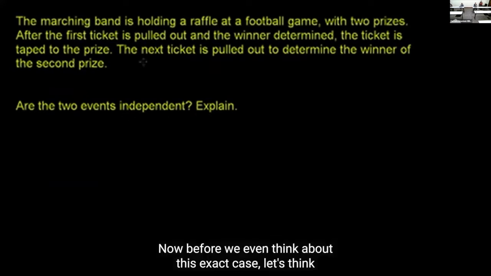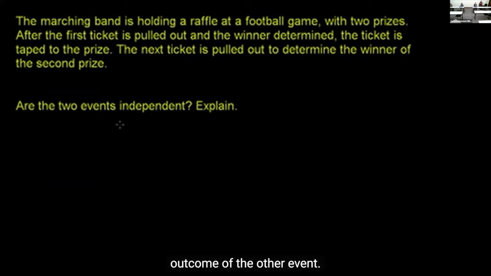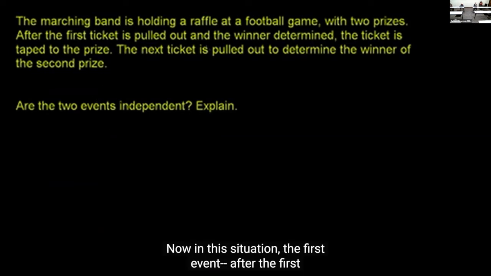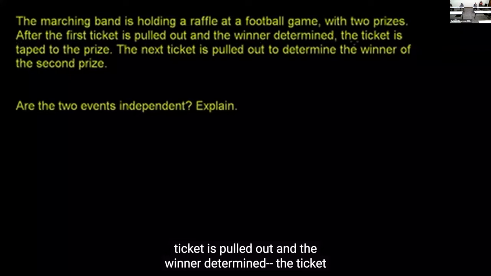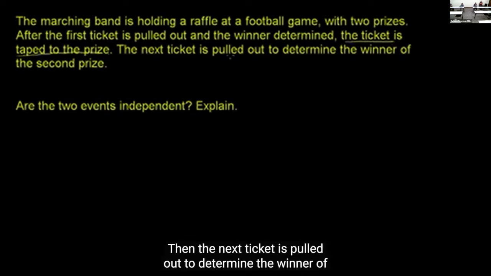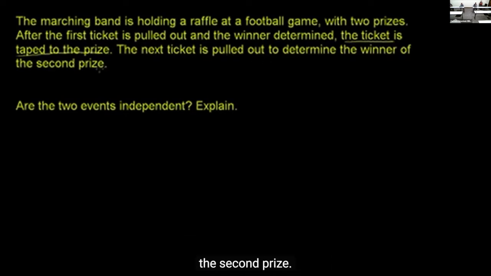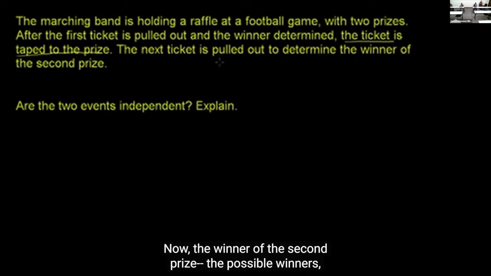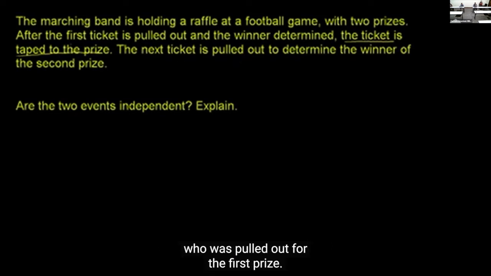Explain. Now, before we even think about this exact case, let's think about what it means for events to be independent. It means that the outcome of one event doesn't affect the outcome of the other event. Now, in this situation, after the first ticket is pulled out and the winner determined, the ticket is taped to the prize. Then the next ticket is pulled out to determine the winner of the second prize. The possible outcomes for the second prize are dependent on who is picked for the first prize.